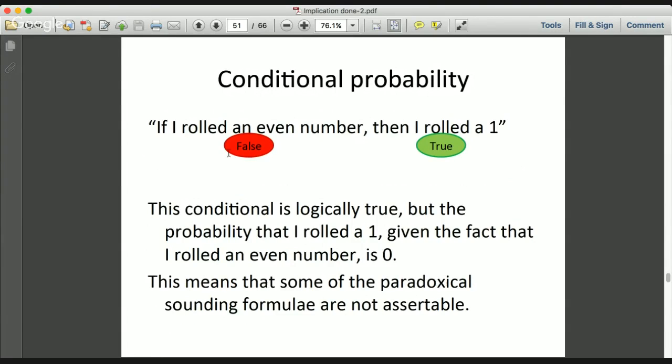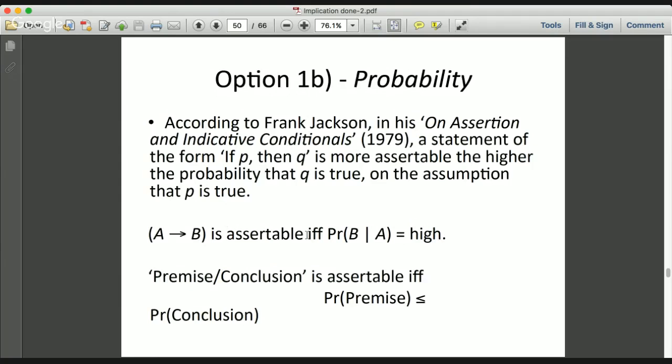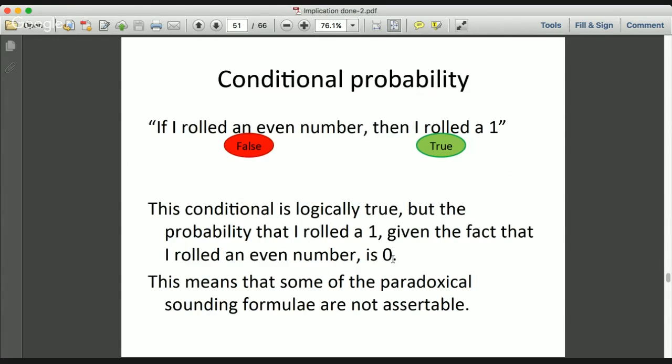So what does that mean in particular? You say, if I rolled an even number, then I rolled a 1. Right? I rolled an even number is false. It's true that I rolled a 1. Well, that comes out as true. It is logically true, but for Jackson, the probability that I rolled a 1, given the fact that I rolled an even number, is actually 0. And what he's saying is it's assertable if the probability of the consequent given the antecedent is high. The probability in this case is 0. So while it's true, it's not assertable.